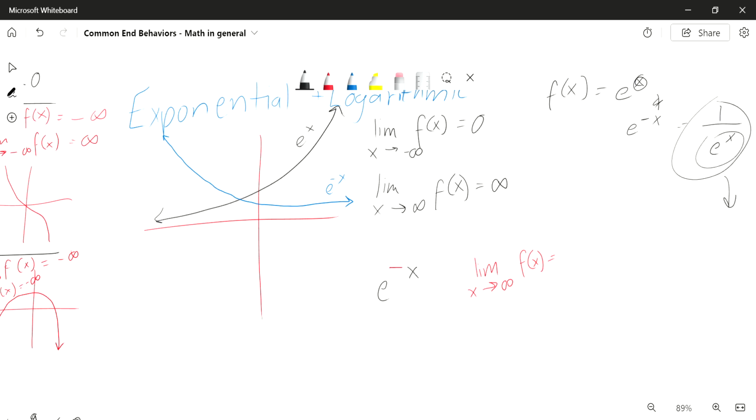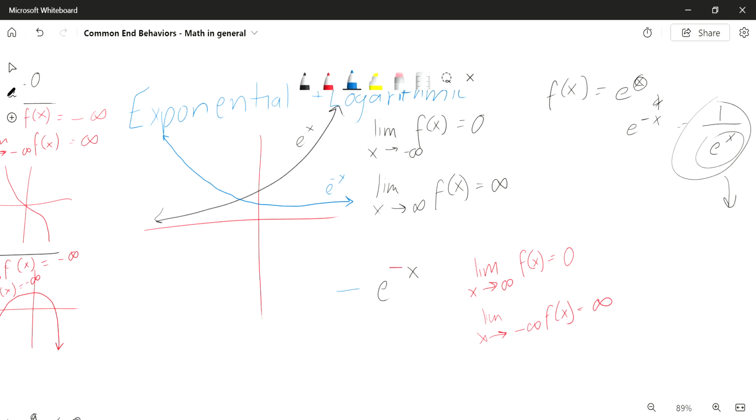This is reflecting across the horizontal. No, this is reflecting across the vertical axis. My bad. And just forget about this drawing. It's definitely not to scale. So back on topic, the limits just switch if instead of the exponent being positive x, it's negative x. So you have 0 as x approaches infinity, and infinity as x approaches negative infinity.